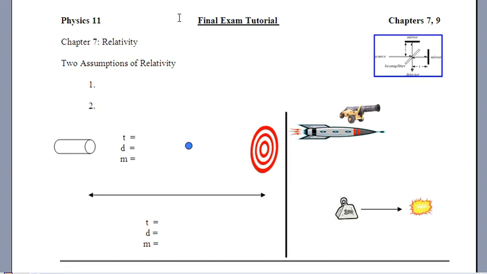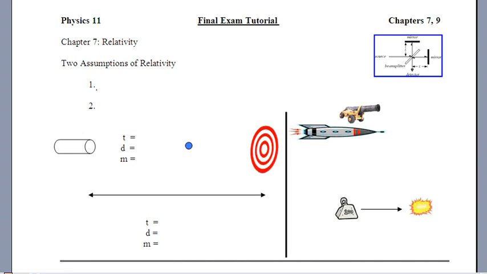So this is the third video for final exam review, a little tutorial if you wish, for chapters 7 and 9 for Physics 11. And chapter 7 was relativity, so a few things that we saw in relativity. On the upper right-hand corner here, I've got a really quick diagram of the Michelson-Morley experiment, kind of the very lead-in we looked at for special relativity.